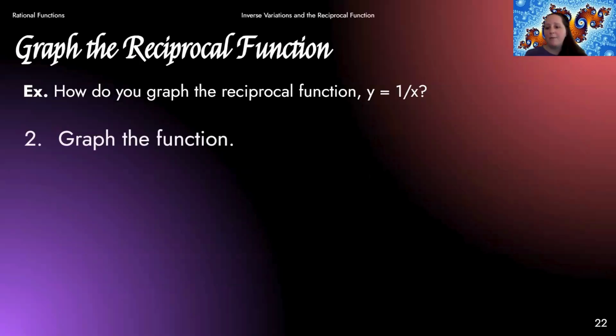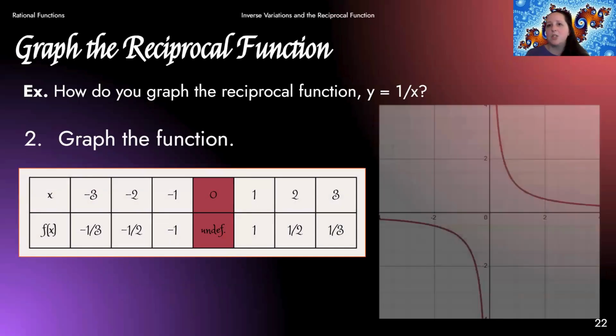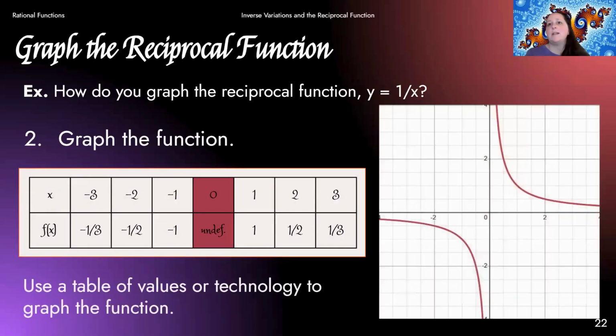The second thing I want to do is graph the function. I can either use technology or I can create a table to do this. If I create a table, I just substitute some values in. Again, I can't use 0 because 0 is going to give me an undefined function. And it'll give me a graph that looks something like this.